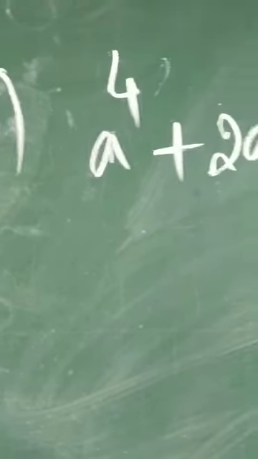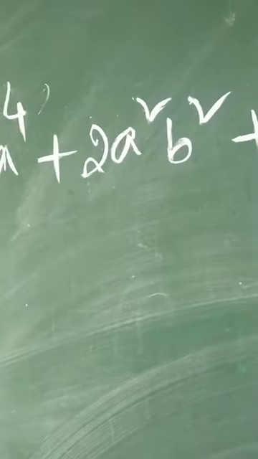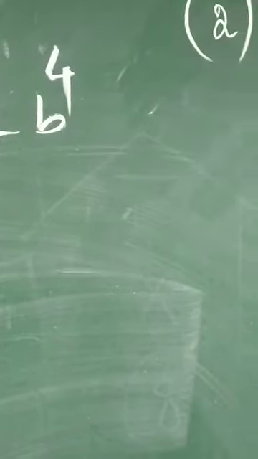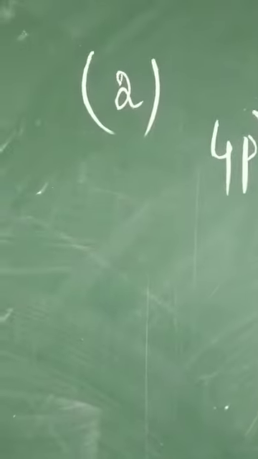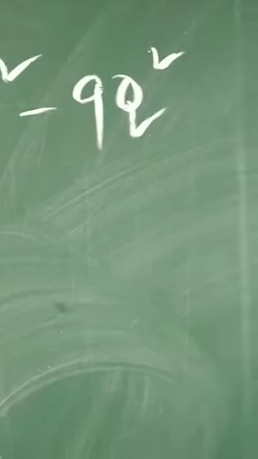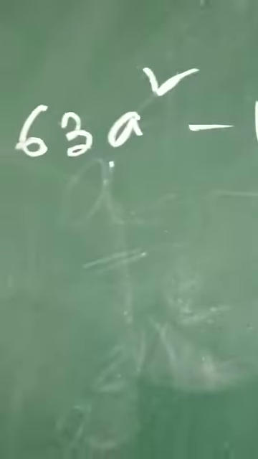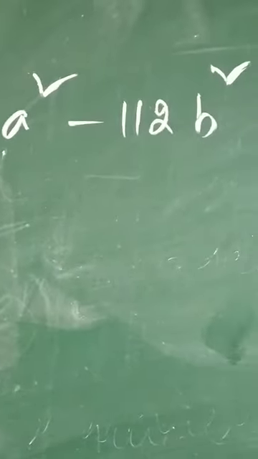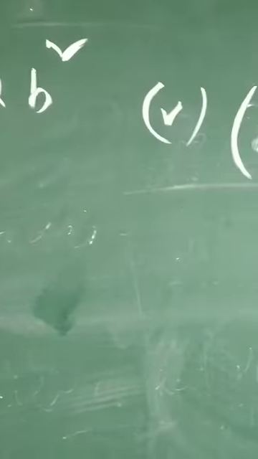Then the next one I have chosen to explain is question number 8: a to the power 4 plus 2a square b square plus b to the power 4. Then I'll be switching over to the next questions: 4p square minus 9q square; then 63a square minus 112b square; and the next one is (l + m) whole square minus (l - m) whole square.